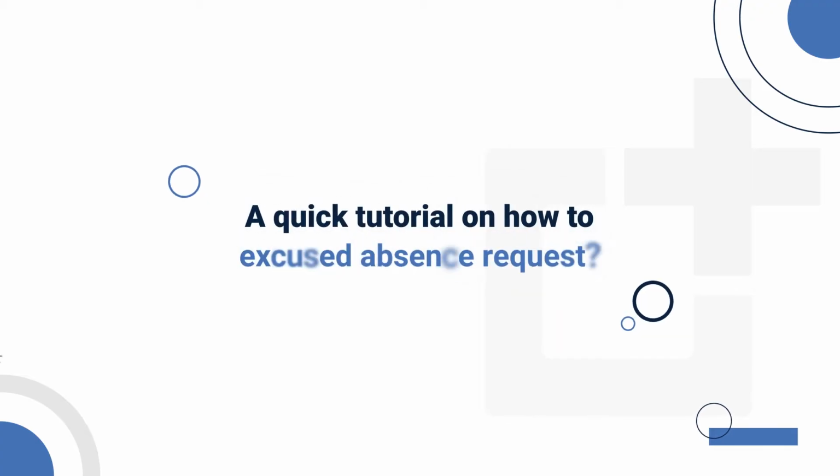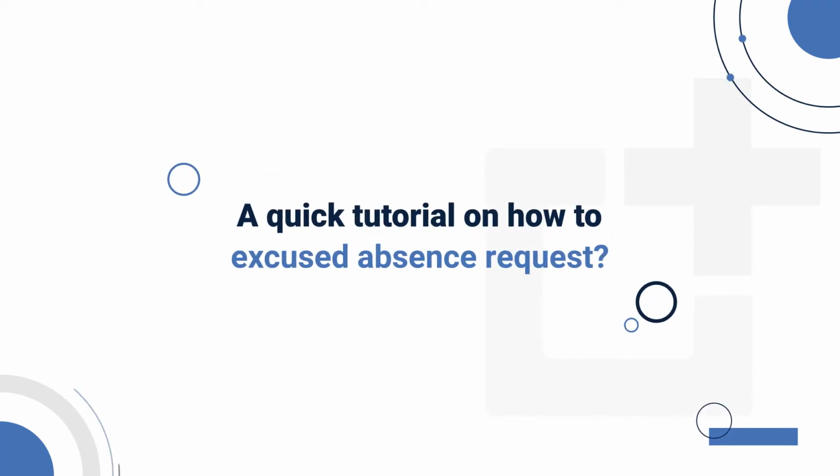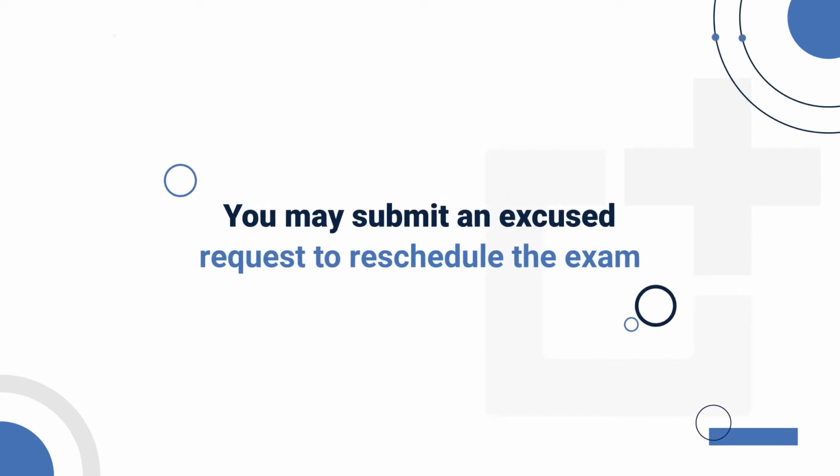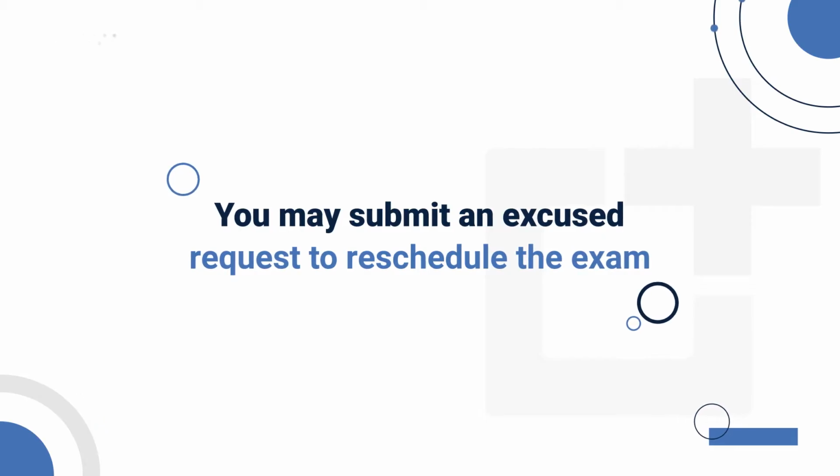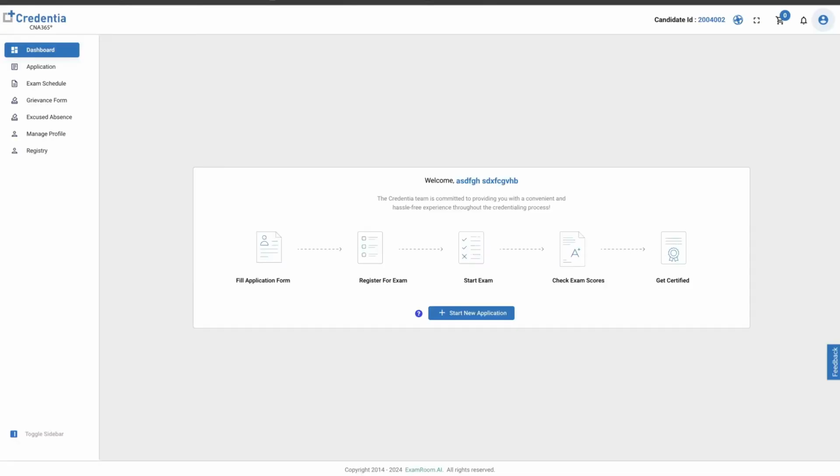Hello everyone! In this video, you'll learn how to submit an excused absence request. If you fail to attend your scheduled exam, it is considered a no-show, and if you have a valid or considered reason, you may submit an excused absence request to reschedule the exam. Note that you have a window of 14 days from the exam date to request an excused absence.